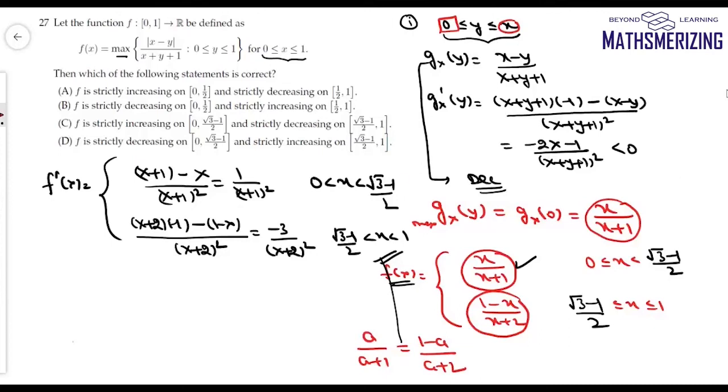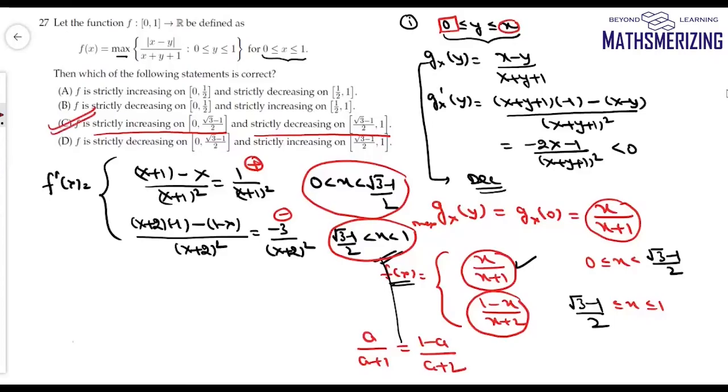So which means when x lies in this interval, this derivative is always positive, and in the other interval, this derivative is always negative. So that means this function is strictly increasing on 0 to (root 3 minus 1) upon 2 and strictly decreasing on (root 3 minus 1) upon 2 to 1. So that means the answer to this question is option number C.